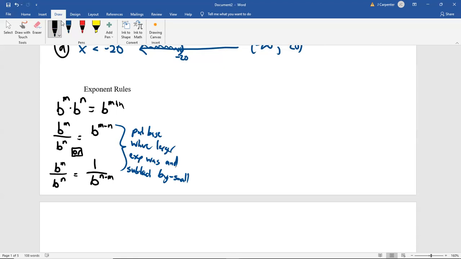Now, some people will completely ignore the second one and always do the first one, but what will happen is about half the time you'll get a negative exponent as an answer that you'll then have to apply another rule to, and I'm just trying to give you a shortcut. But if you want to do it that way, be my guest.